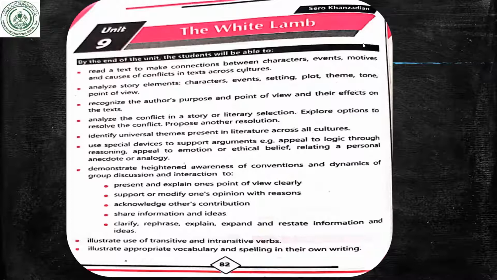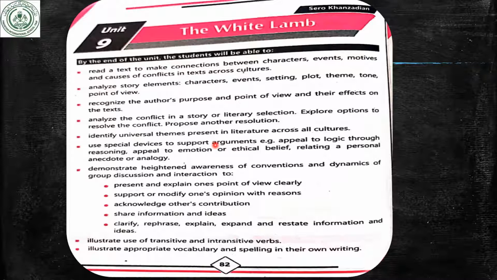Here we are, dear students, on page number 82, and it's all about by the end of the unit, the students will be able to read a text to make connections between characters, events, motives, and causes of conflicts in text across cultures. Analyze story elements: characters, events, setting, plot, theme, tone, point of view. Recognize the author's purpose and point of view and their effects on the text. Analyze the conflict in a story or literary selection. Explore options to resolve the conflict. Propose another resolution. Identify universal themes present in literature across all cultures.